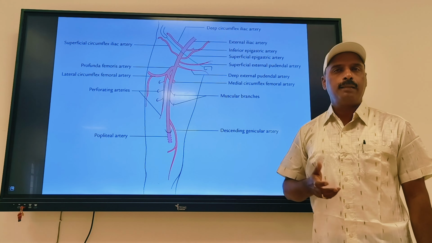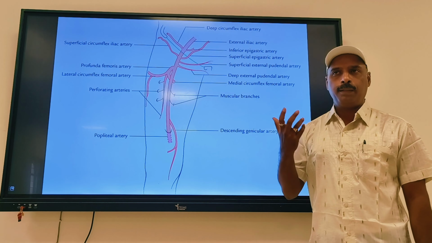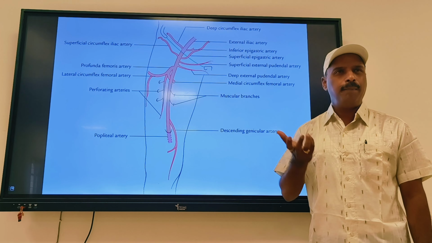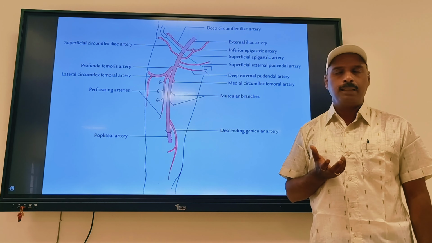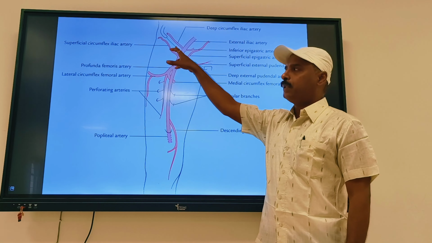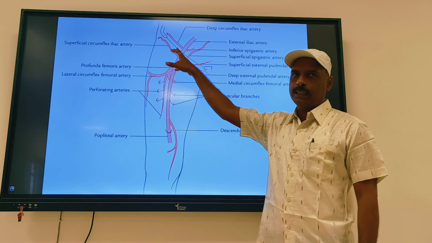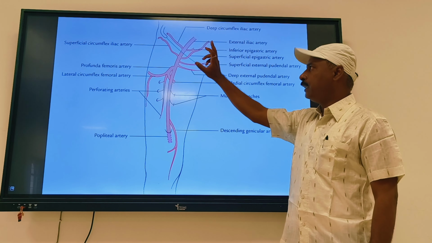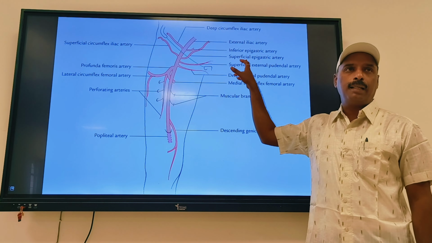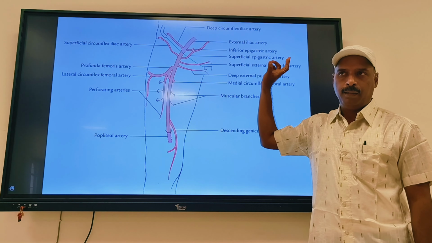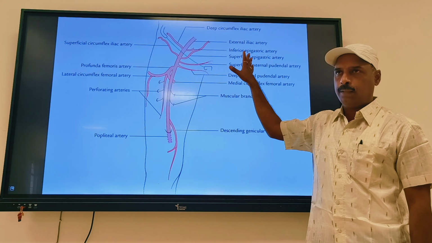So these are the 3 superficial branches of the femoral artery. Very important, you have to remember this, because these are the 3: superficial circumflex iliac, superficial epigastric and superficial external pudendal artery. So these are the 3 superficial branches.